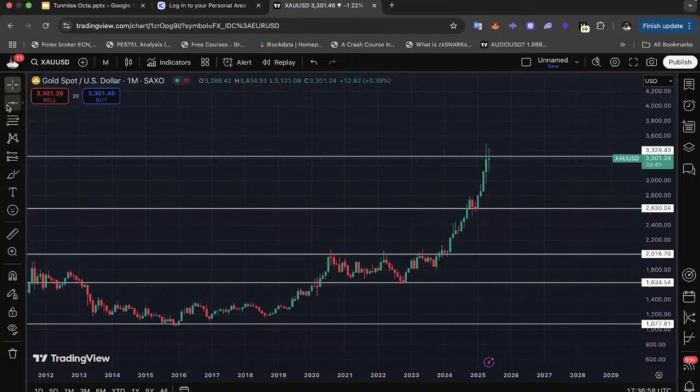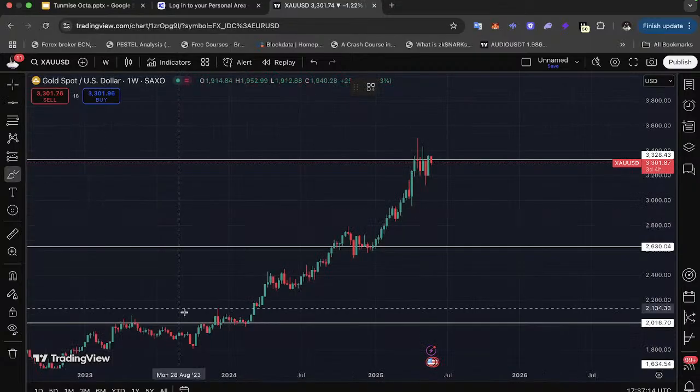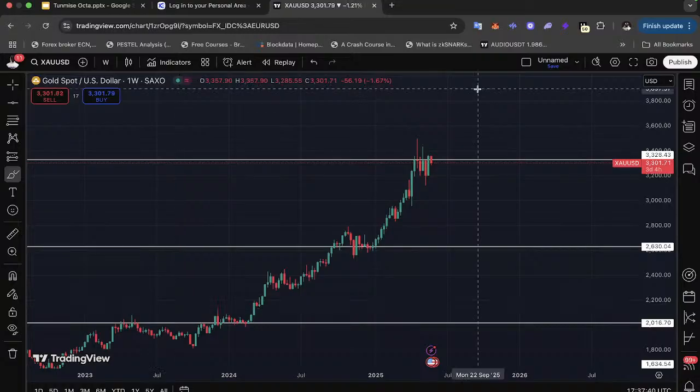So here we can see what is going on. We can see how gold has been moving: it broke out from this level, went up, came down, went up here, came down a bit, went up, came down, went up, came down, and is currently moving in a wave-like, sideways pattern. So currently price is moving sideways here.